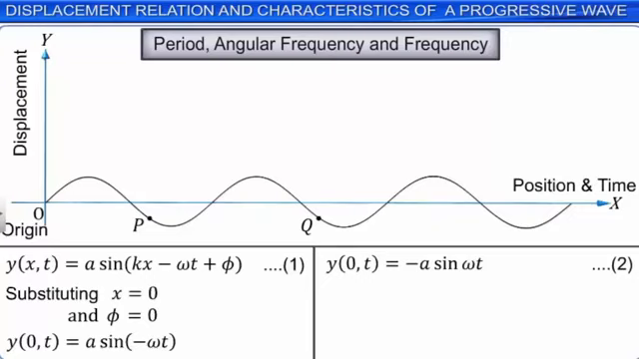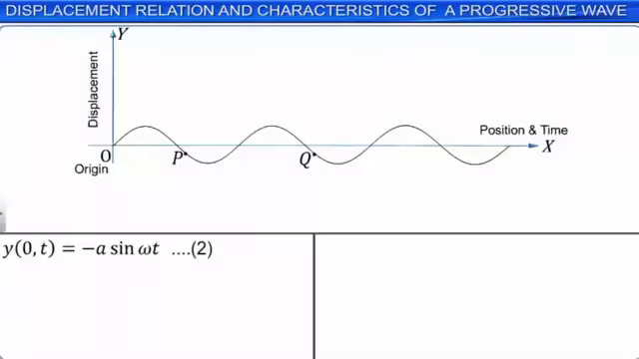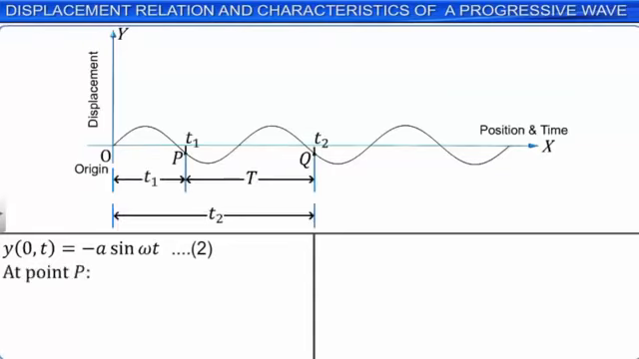Points P and Q are at the same phase. That is, one oscillation is completed between points P and Q. And the time taken for this oscillation is called period of oscillation T of the wave. Substituting the x coordinate values of t at points P and Q in equation 2, at point P, we get y1 of 0 t1 is equal to minus a sine omega t1. At point Q, we get y2 of 0 t2 is equal to minus a sine omega t2.